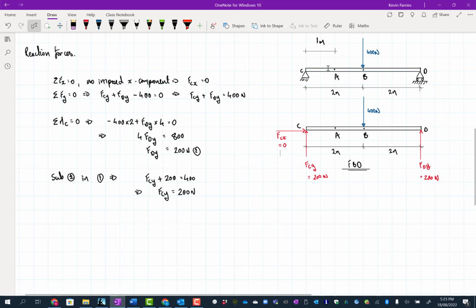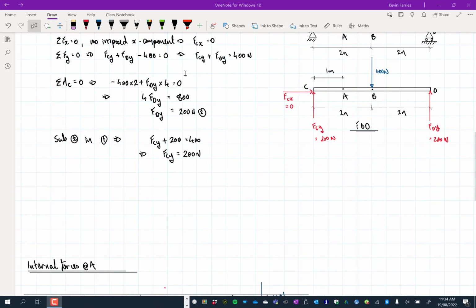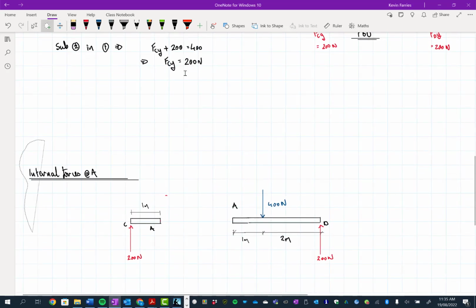So now we're looking at trying to find the internal forces at A. So let's do that next. To do that, I've just done a little sketch already, so let me drag this up here.